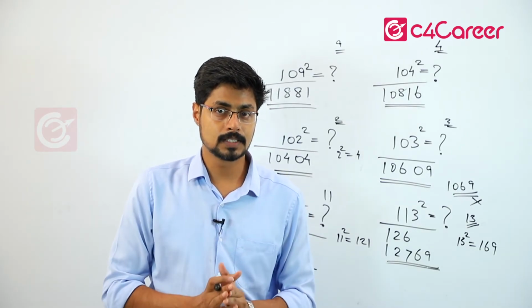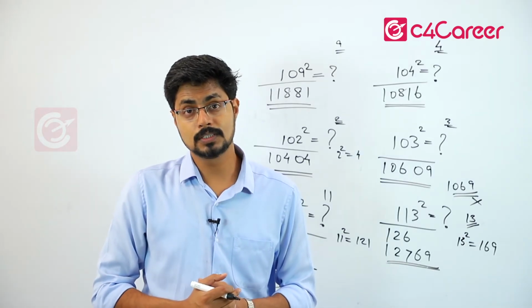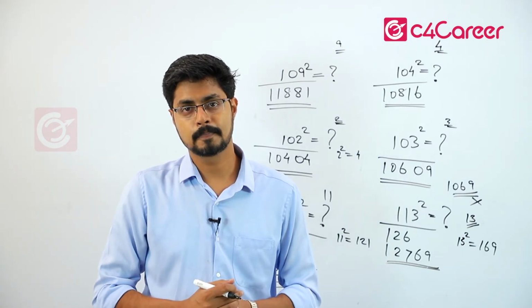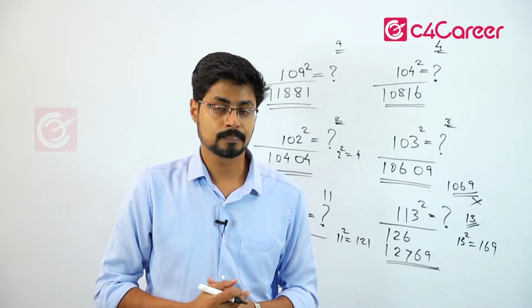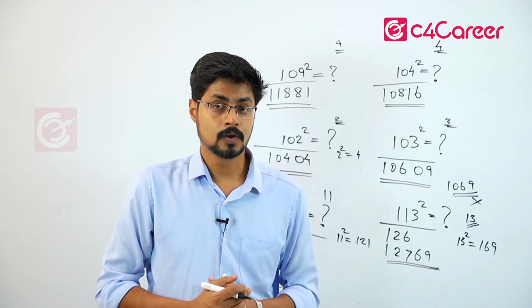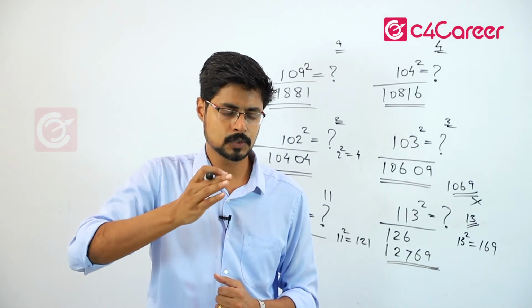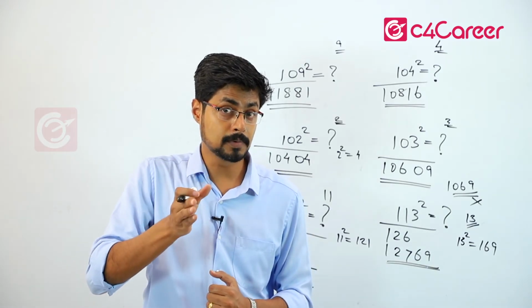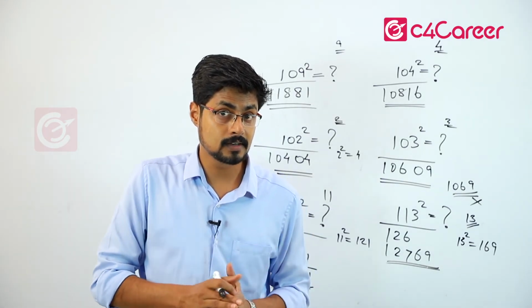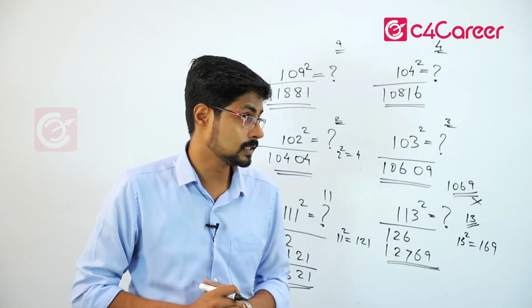Let's take the number 107. What could be the answer? You should have got it by now. 107. Just close your eyes. What is the difference? Difference is 7. First part is going to be 114. 107 plus 7, 114. Second part is 7 square, that is 49. So you can quickly get it in your mind. 11449 is your answer.